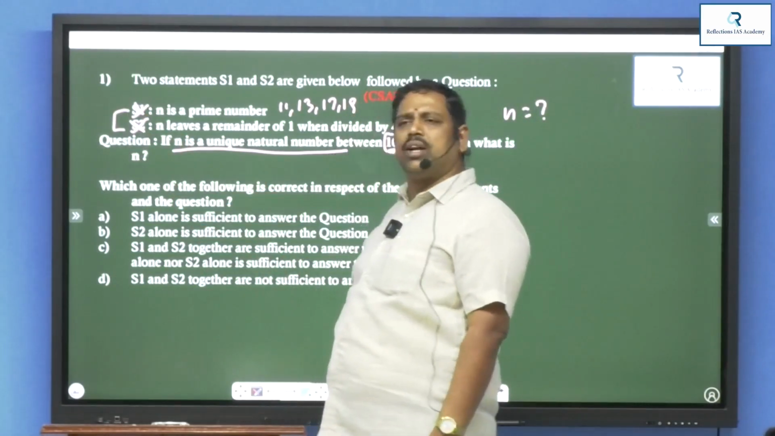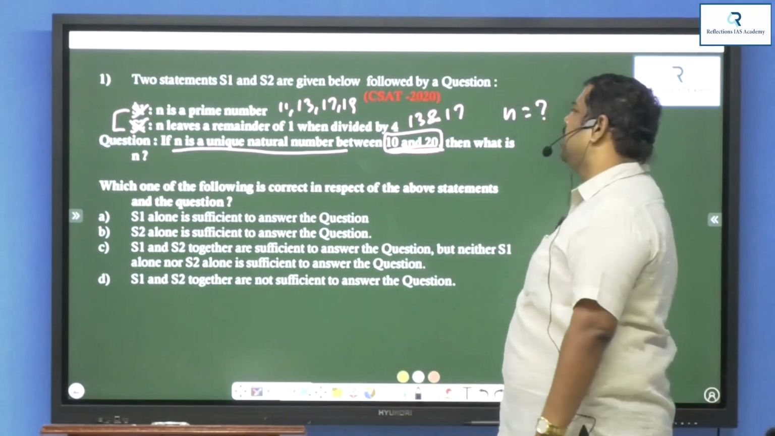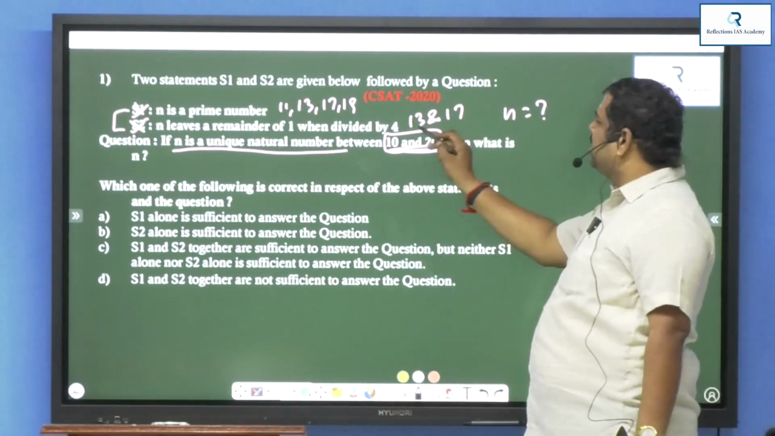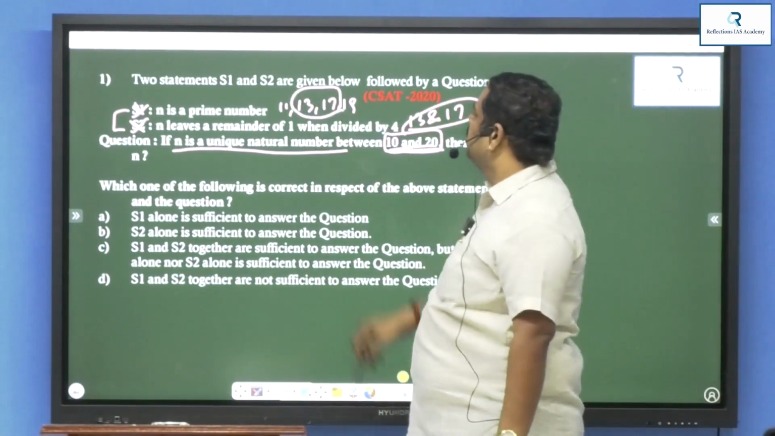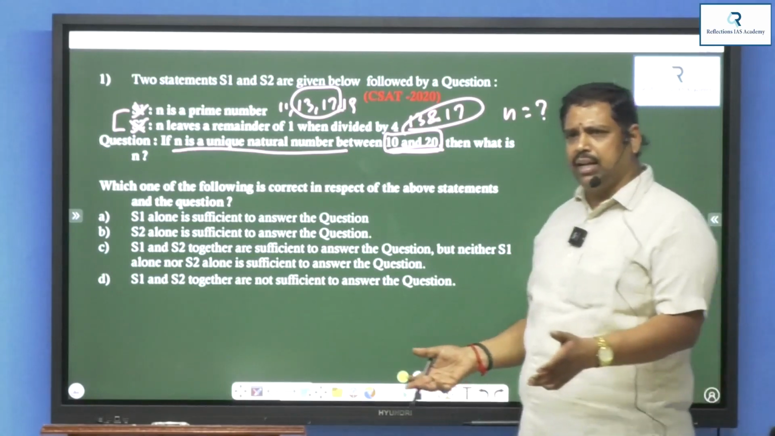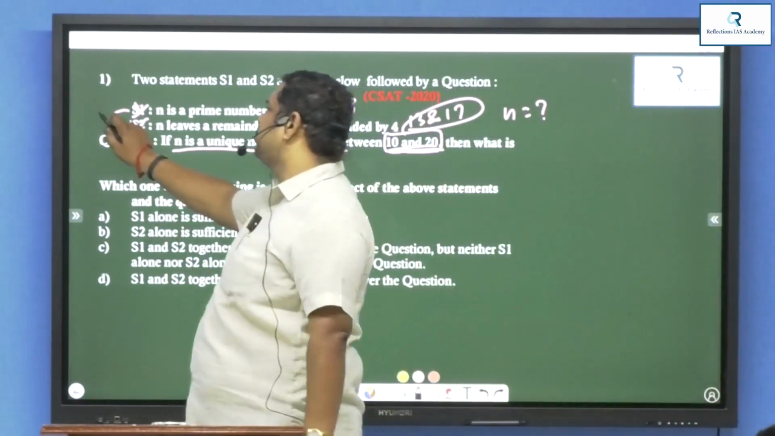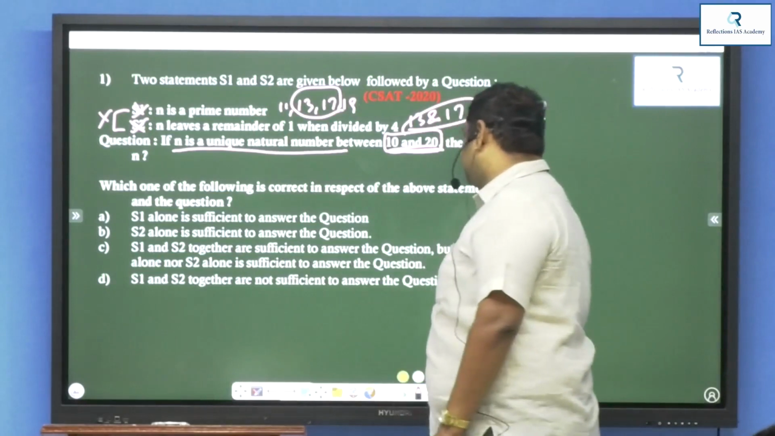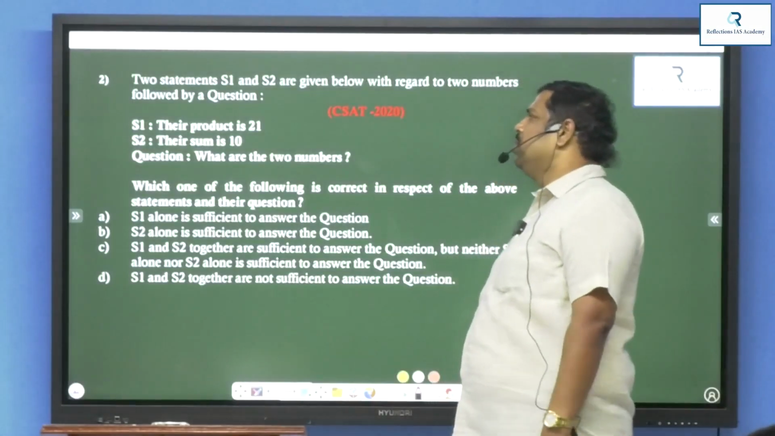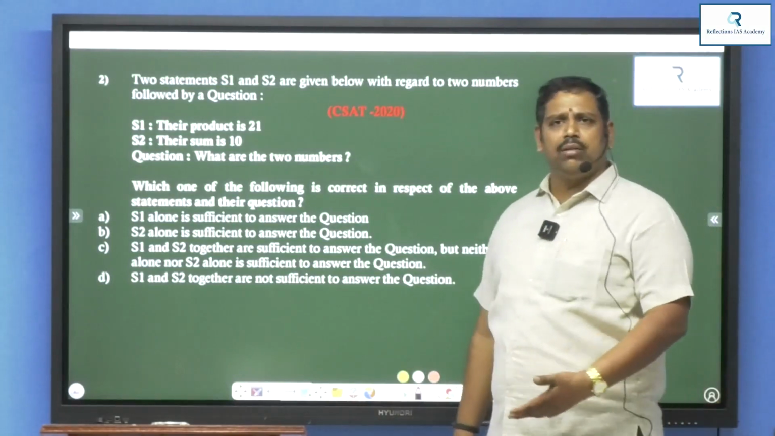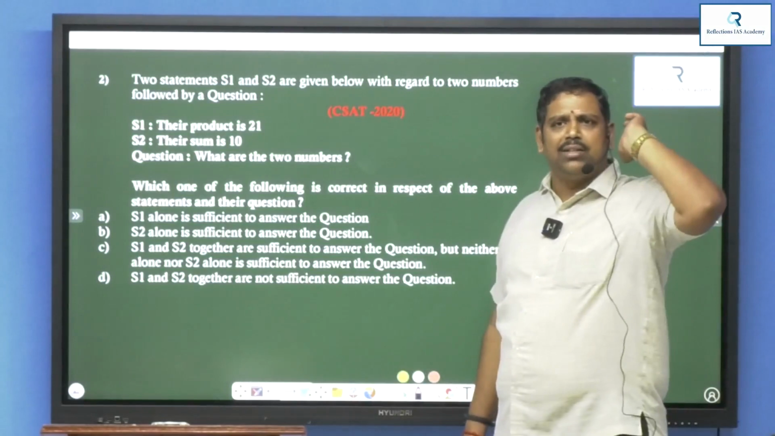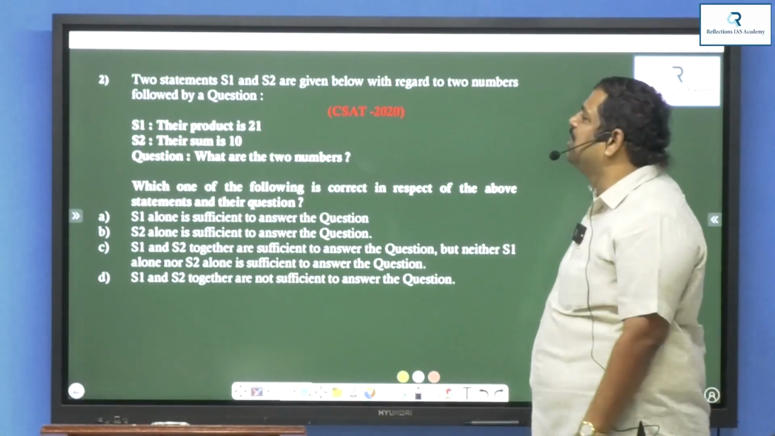Individually not, so I will go for together. If I go together, it's a prime number, so 13 and 17 are common in both, right? Are you able to break the tie? Even if you take both, you are unable to break the tie. So both together also not sufficient. What is the answer here? D, for Delhi. I am very happy because I have completed one question in 1 or 2 minutes. Earlier it would take 10 minutes. Good. See the next one.